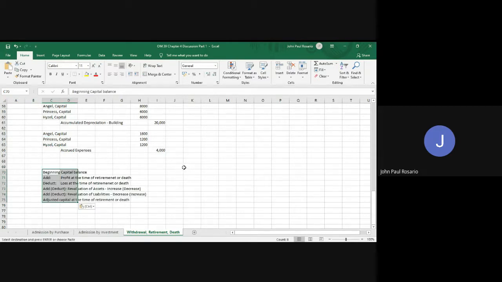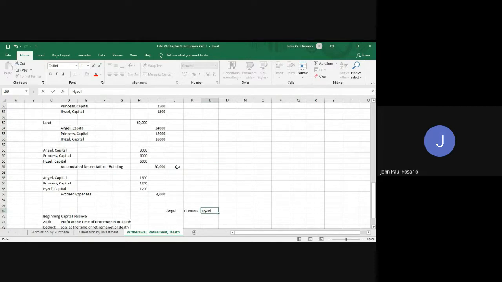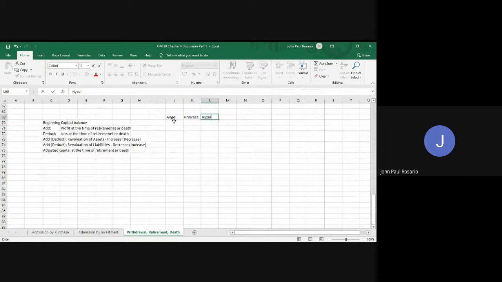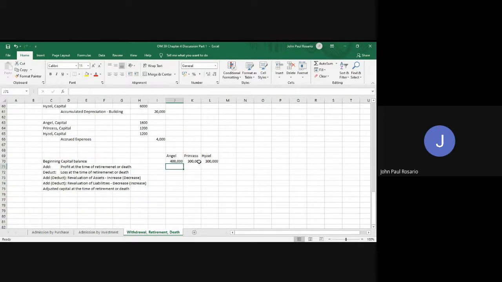Okay, and then we'll just have to add here Angel, Princess, and Hazel. So their beginning capital balances are 400, 300, 300. And then, is there any profit? Maybe there's no profit. So no profit here, 0, 0, 0. Same here, no loss.